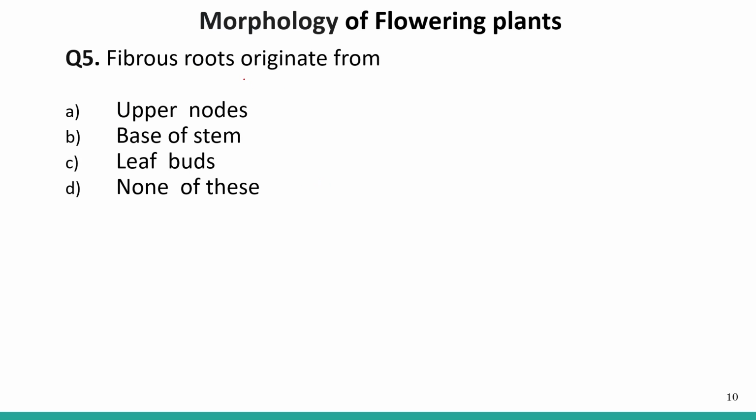Next, fibrous roots originate from where? Upper nodes, base of the stem, leaf buds, or none of these. So fibrous root, we have already discussed. If this is a monocot plant, the fibrous root comes from the base of the stem. Okay, so this is the correct answer.